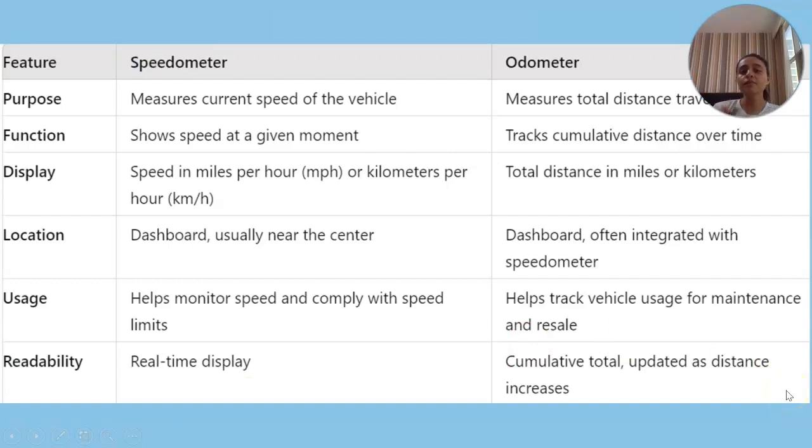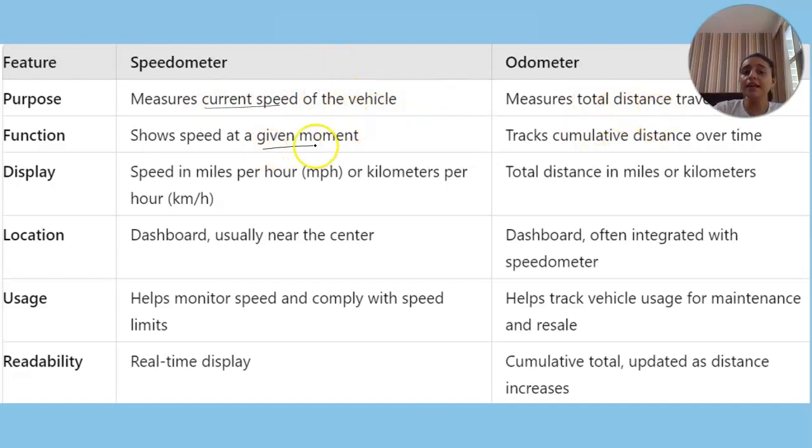So these are the features, or you can say differences between speedometer and odometer. It is mostly asked in the questions to write the difference between the speedometer and odometer. You can check the answer from here. So speedometer measures the current speed of the vehicle. Odometer measures the total distance traveled.